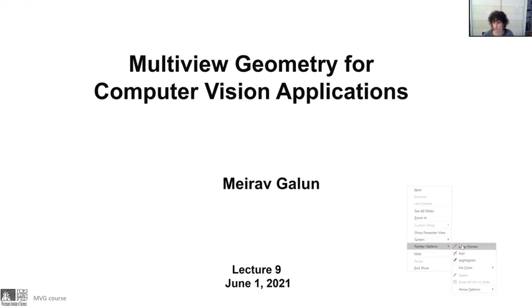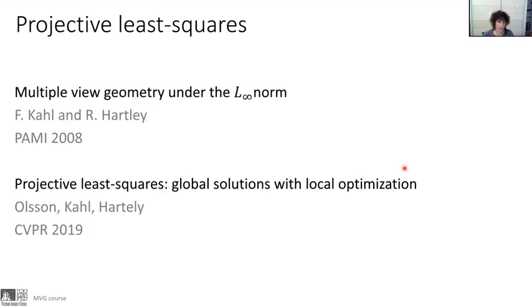Actually, we are going to cover two papers. One about multiple view geometry using the infinity norm, and one regarding the related idea, which is called projective least squares.